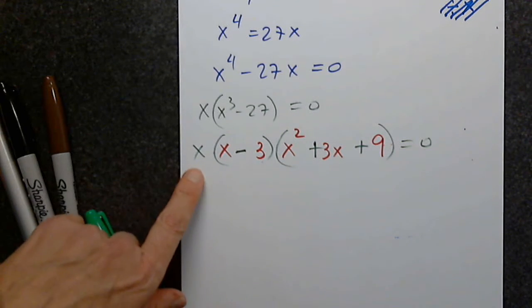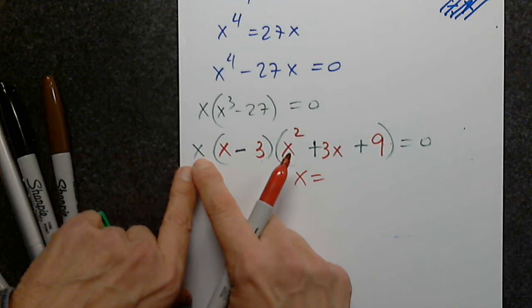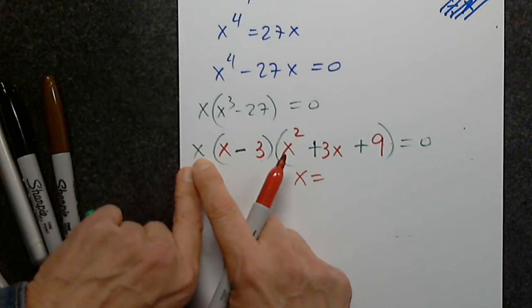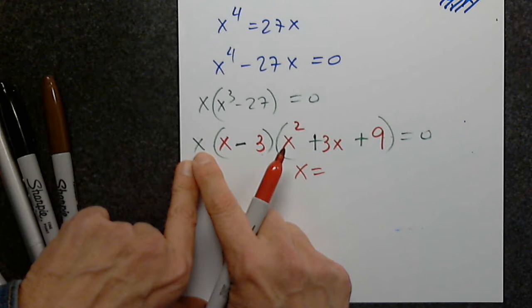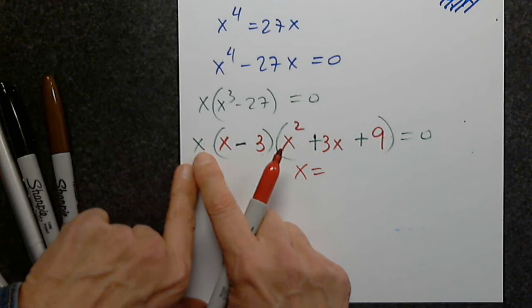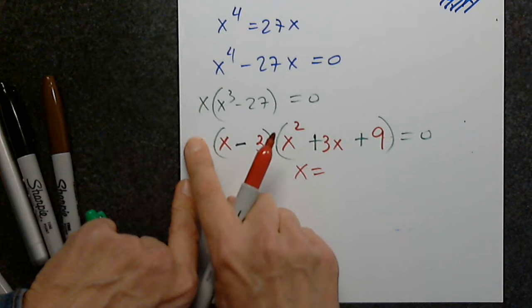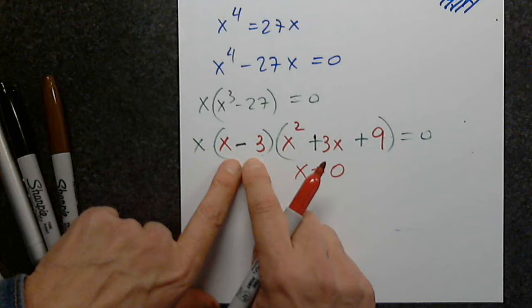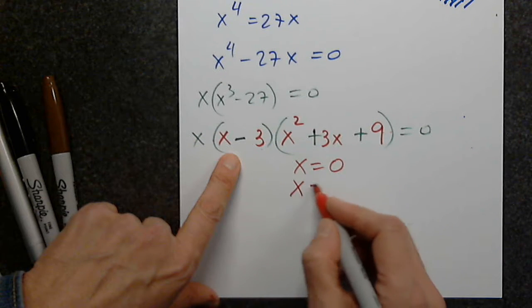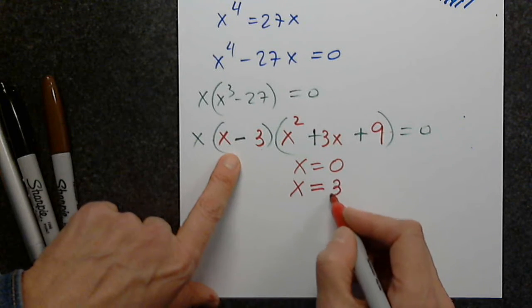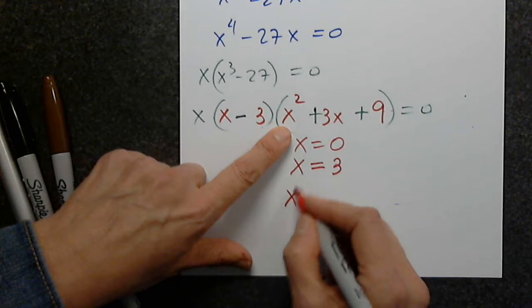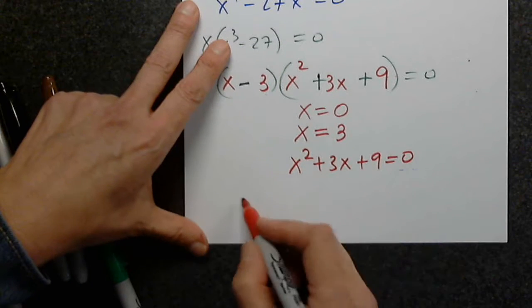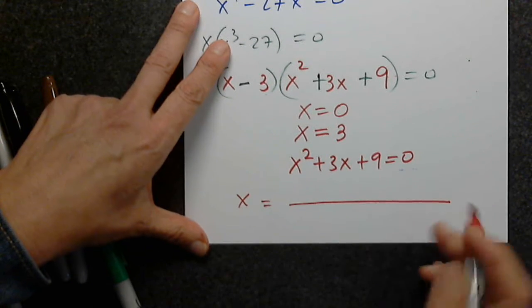So the first solution is very clear. If the first factor is 0, how much is x? Perfect. If the second factor is 0, very good. And now if the third factor is 0, this is not factorable, don't even try. We have to use the quadratic formula. Oh, man.